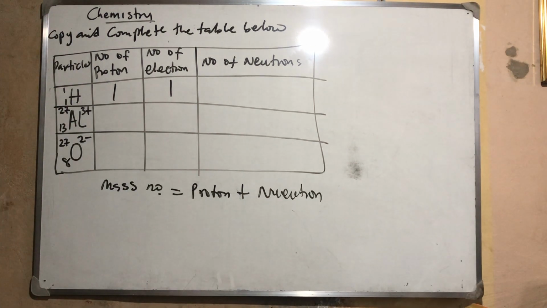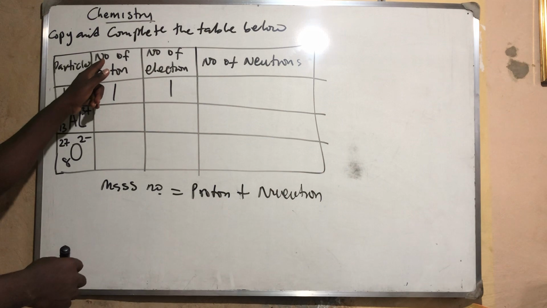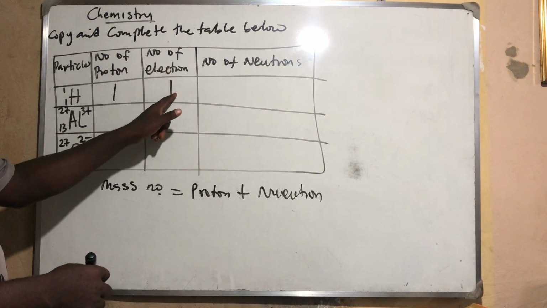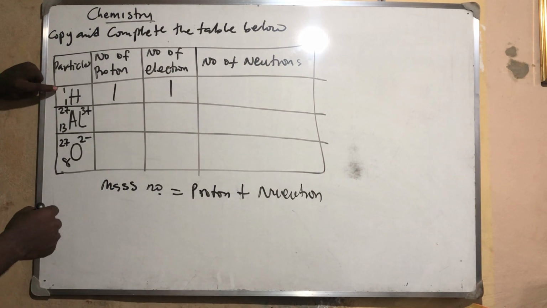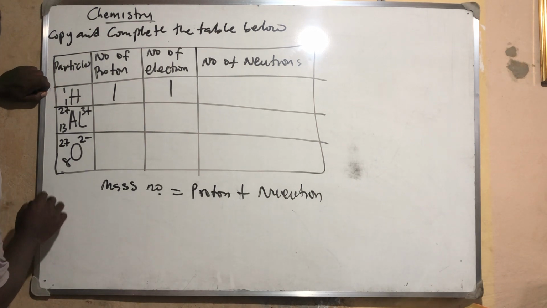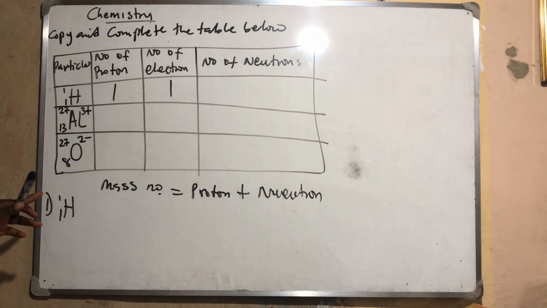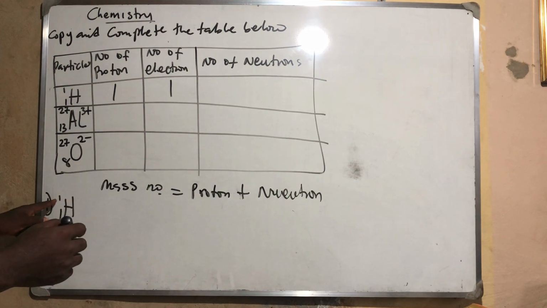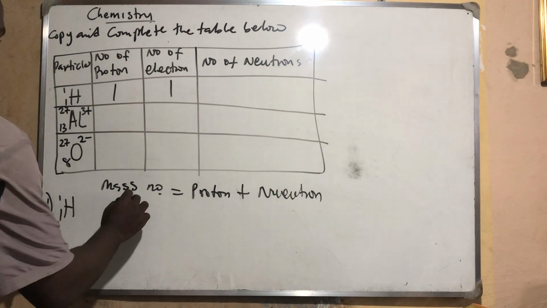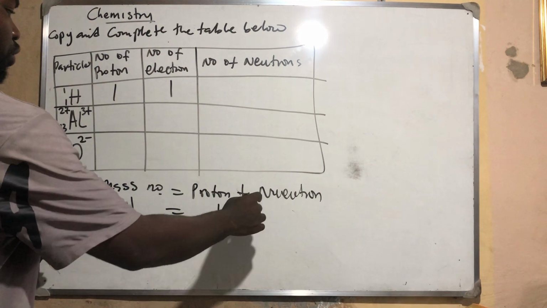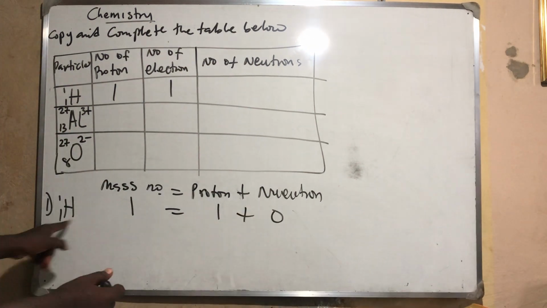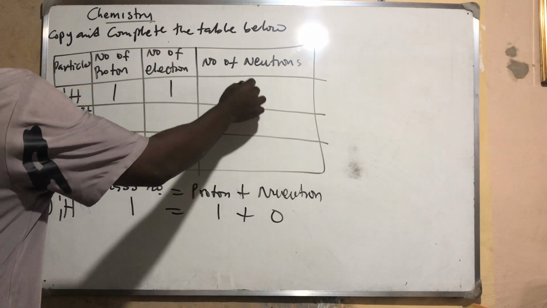Okay, so now for the first one, we have that the proton number is 1 and the electron number is 1. And if you look at the one for hydrogen, H11 shows that the mass number is 1 and the proton number is 1. So if the mass number is 1 and the proton number is 1, automatically the neutron will be 0, because 1 plus 0 is what to make 1 here. So here is 0.